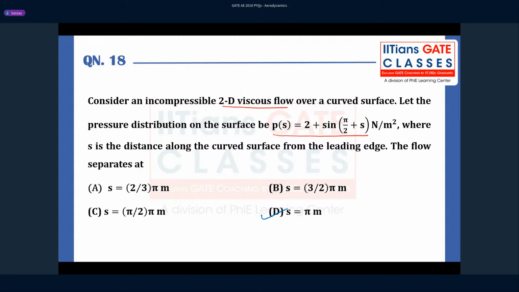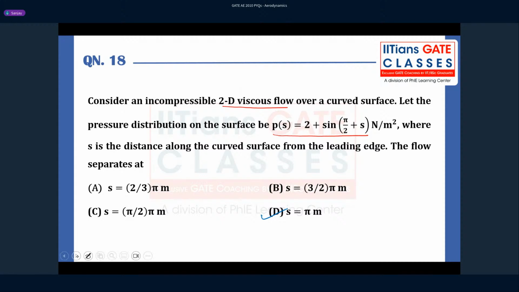Now, guys, also see that in this question, they have given you the pressure distribution over the surface. What if I give you the velocity distribution over the surface and ask you the same question? How will your approach be? So please think about it. Say instead of pressure distribution, I give you the velocity distribution. Then what will be the condition for flow separation? That can also be one of the possible questions in GATE, right? So please think about it.